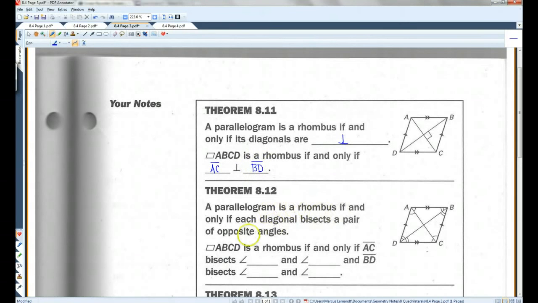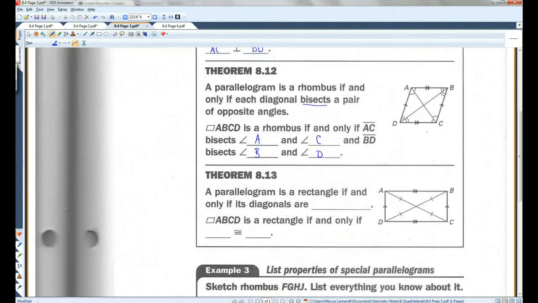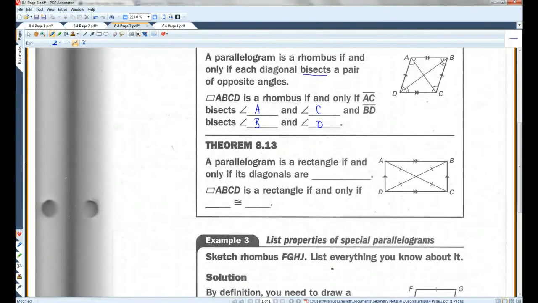A parallelogram is a rhombus if and only if each diagonal bisects a pair of opposite angles. Remember, bisects means that it cuts it in half. So, this parallelogram is a rhombus if and only if AC bisects angle A and angle C, and BD bisects angle B and angle D. A parallelogram is a rectangle if and only if the diagonals are congruent. So if AC is congruent to BD, it's a rectangle.